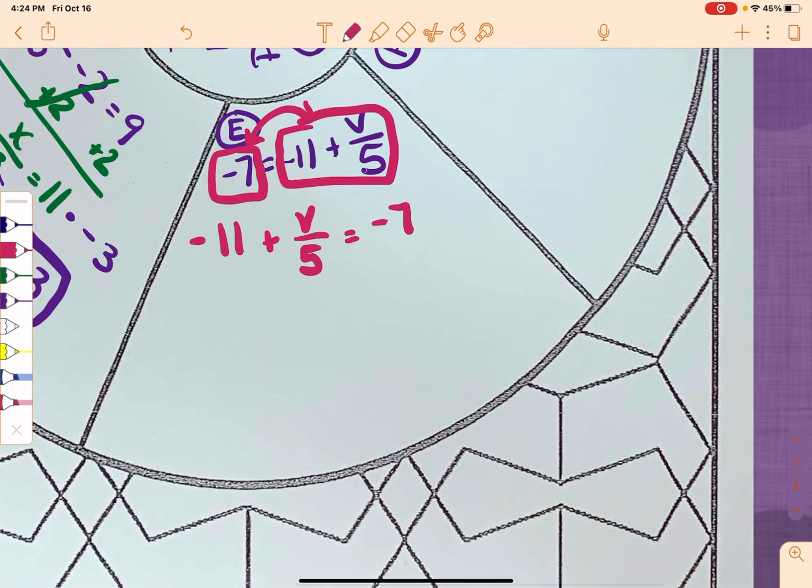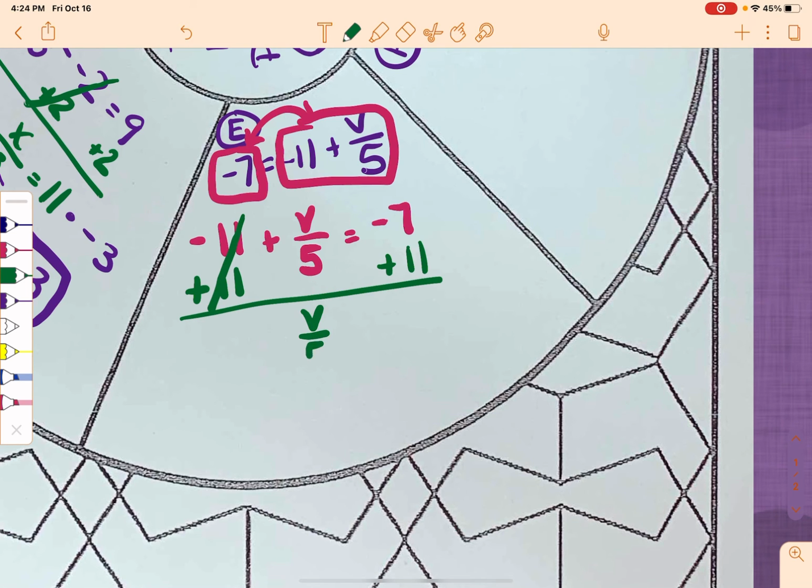Okay, now we're going to go through and kind of keep working. It does look a little different because of the way it's written. So this is the variable I want by itself. So I have negative 11 here. So the opposite of negative 11 is positive 11. So that's my reminder to add 11. So these cancel to 0. I have v over 5. And negative 7 plus 11 is positive 4.